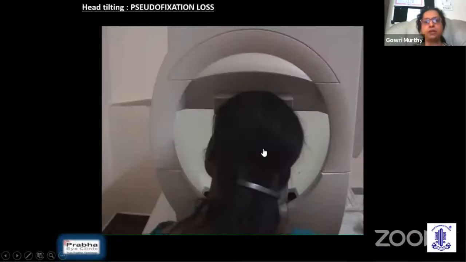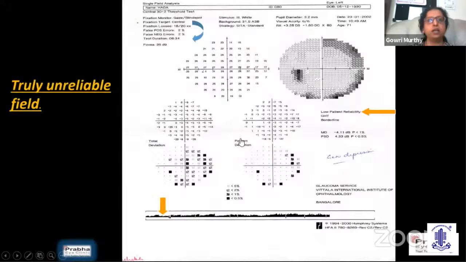Why does this happen? As the test is going on, the patient has started to tilt her head. So the blind spot moves. And so what was initially marked as the blind spot has now moved when the test is going on. And therefore, this is a pseudo fixation loss. So this is something that you need to understand. The patient's head should be central and straight. And this has to be looked at.